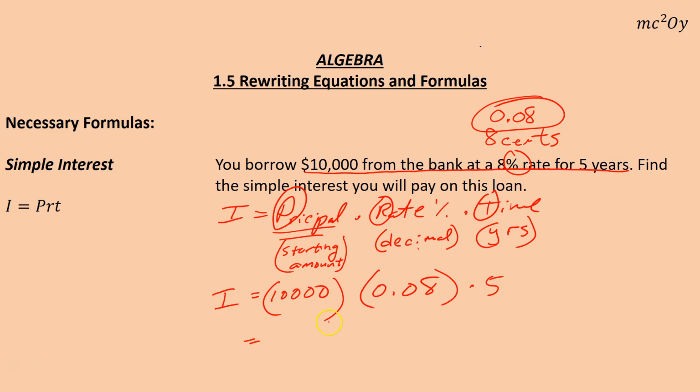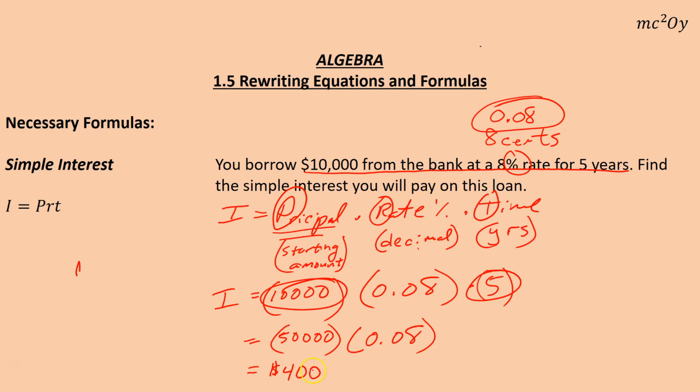And so doing the math here, 10,000 times 5 times 8%. Okay, well 10,000 times 5, I can multiply in any order, so now I have 50,000 when I multiply this and this. And then times 0.08. Okay, and that's going to be 50,000 times 8% is 4,000. And so our interest is $4,000.